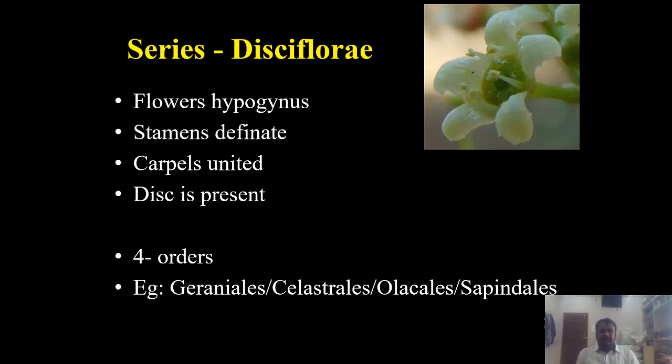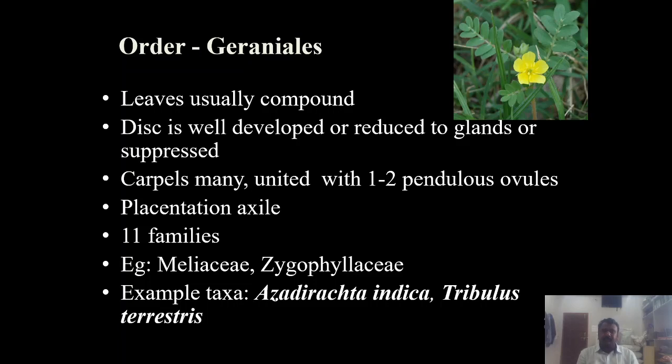4 orders were recognized: Geraniales, Celastrales, Volacales, and Sapindales. Coming to the order Geraniales. The leaves are usually compound. Disc is well developed or reduced to glands or suppressed. Carpels many but united. Each and every locule has 1 to 2 pendulous ovules. The placentation is again axile.